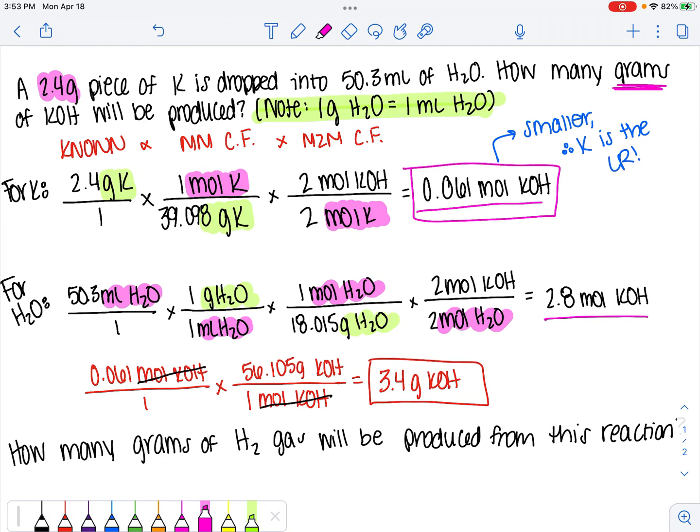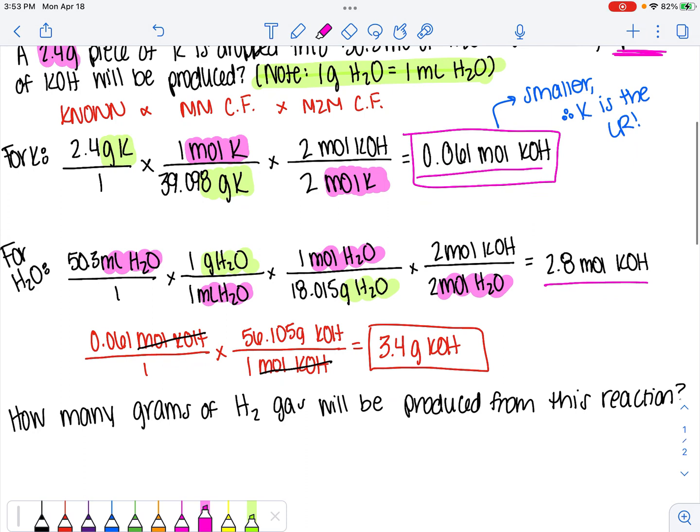So now from here, if I ask you to figure out how many grams of hydrogen gas are going to be produced in this reaction, there's a couple ways you could go. You already know that your potassium is the limiting reactant here. So you could do a conversion to start with your known mass of potassium and end up with your mass of hydrogen gas, or you can make use of mole-to-mole conversion factors.